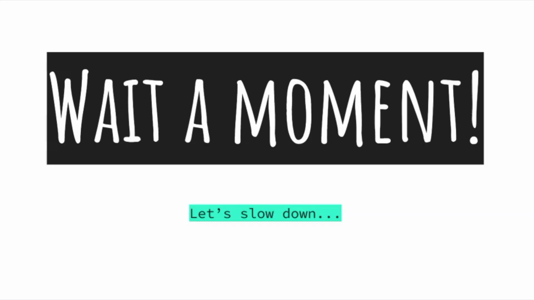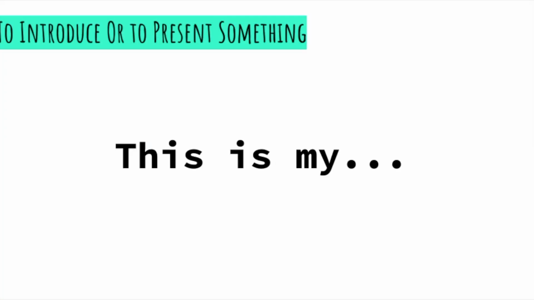All right, wait a moment. Let's slow down a little bit. Now we'll take a look at all of those sentences in a little more detail. This is. We use the words this is or these are when we're introducing someone or something.